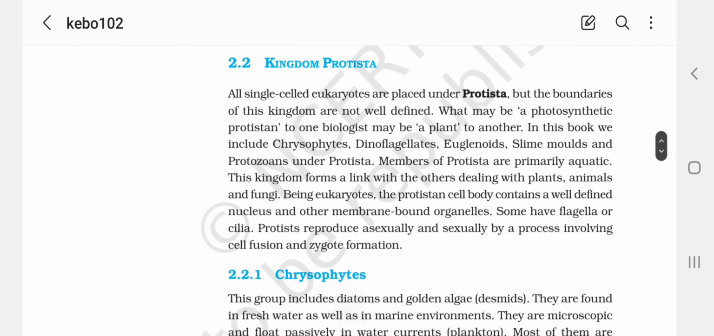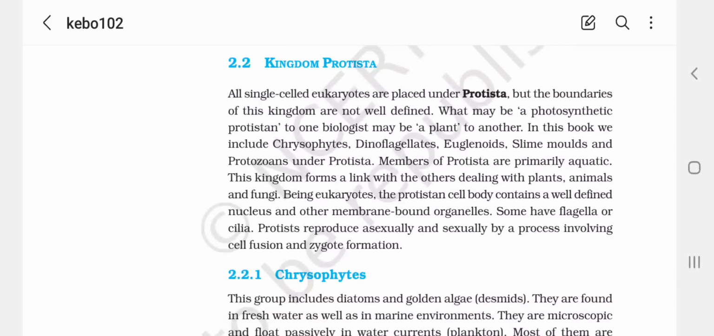2.2 Kingdom Protista. All single-celled eukaryotes are placed under Protista, but the boundaries of this kingdom are not well defined. What may be a photosynthetic protist to one biologist may be a plant to another. In this book, we include chrysophytes, dinoflagellates, euglenoids, slime molds, and protozoans under Protista.